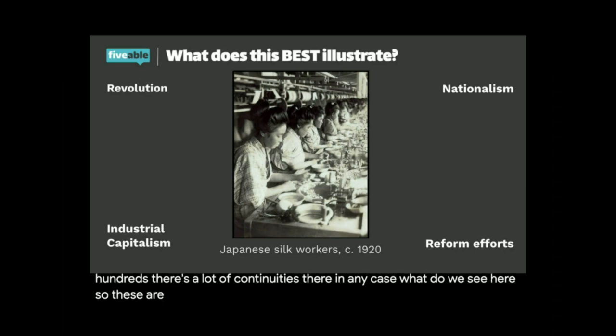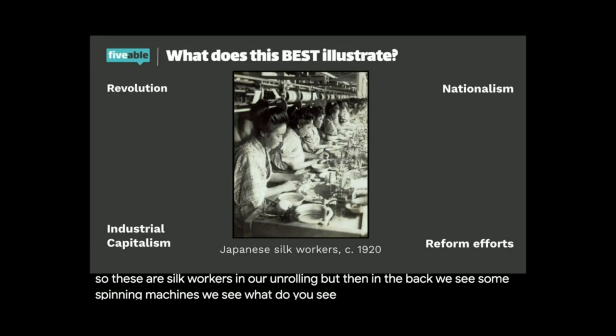So these are silk workers. We see those cocoons these young women are unrolling. But then in the back, we see some spinning machines. For that, let me see, what do you see here?